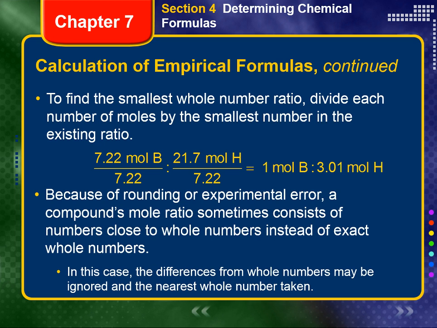Sometimes mass composition is known instead of percentage composition. To determine the empirical formula in this case, convert mass composition to composition in moles, then calculate the smallest whole number ratio of moles of the atoms. This process is shown in sample problem 7-13 on page 231 of your text.